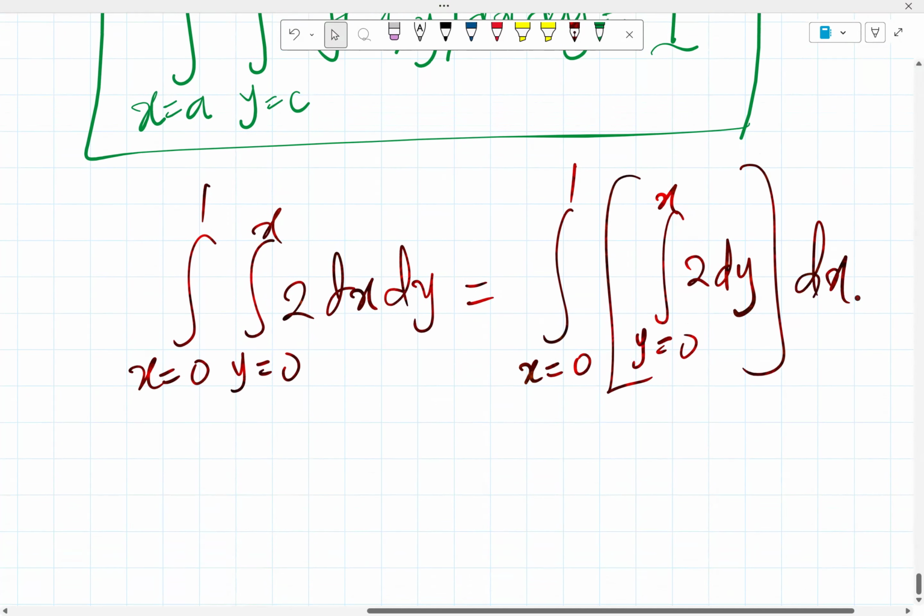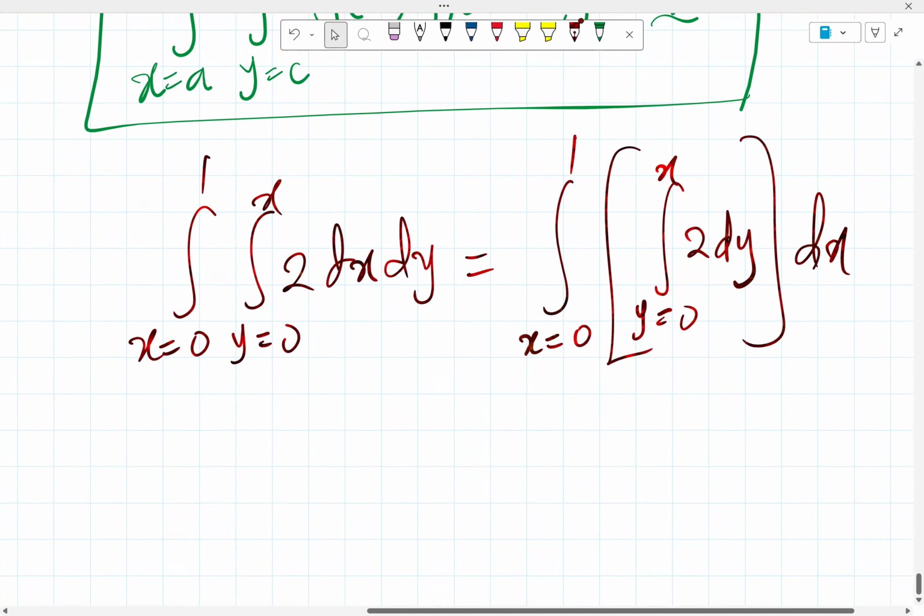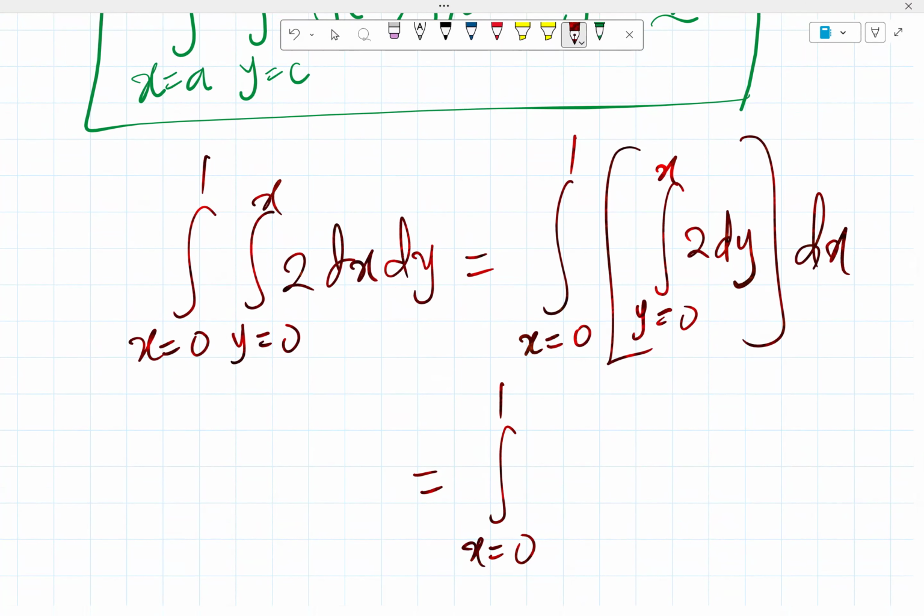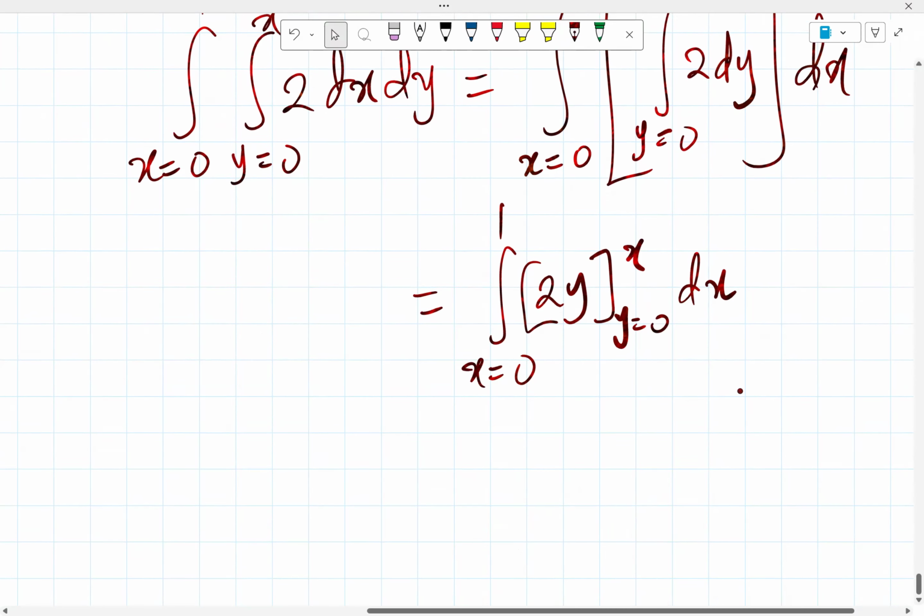Yeah, that's a nice way to arrange it because we are dealing with y first. So now we have the integral from x equals 0 to 1. You integrate 2 with respect to y, you get 2y, but of course you have y equals 0 to x. Of course, you have dx here. Then we go on with this now.